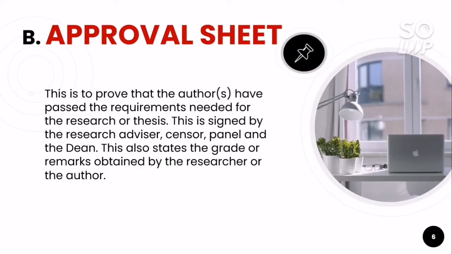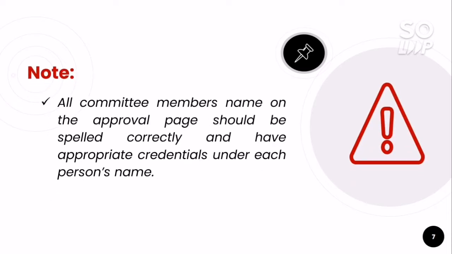Second, we have the approval sheet. This is the second page of the document and it also follows an official standard. This is to prove that the authors have passed the requirements needed for the research or thesis. This is signed by the research advisor, censor, panel, and the dean. This also states the grade or remarks obtained by the researcher or the author. We have here a note. All committee members' names on the approval page should be spelled correctly and have appropriate credentials under each person's name.